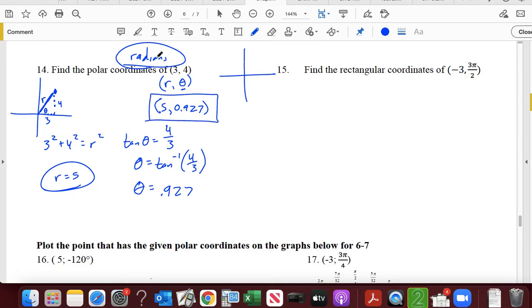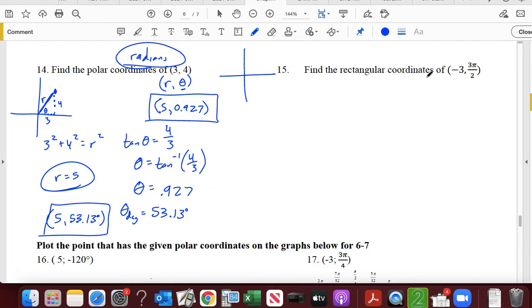Now if I'd asked for degrees, we would have put it in degree mode and done that same thing, and we would have gotten 53.13 degrees. So theta for degrees would have been 53.13 degrees. And you could have said your answer to be 5, 53.13 degrees. So this would be for degrees, that'd be for radians.